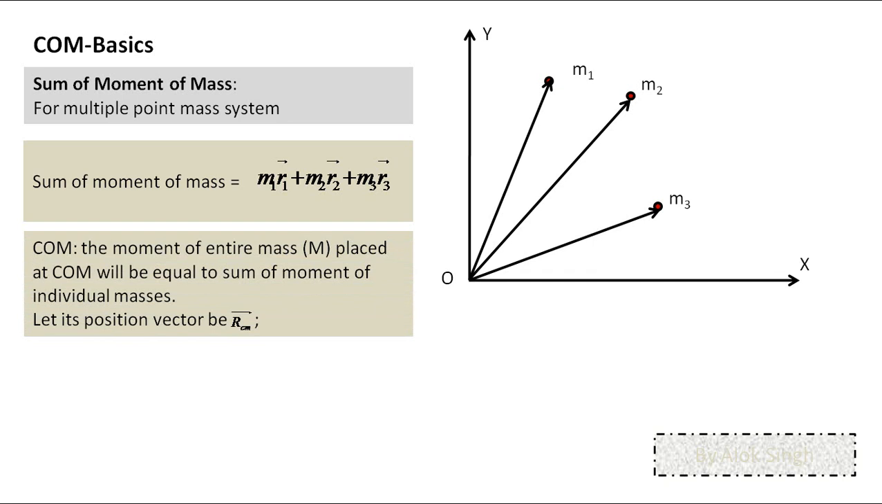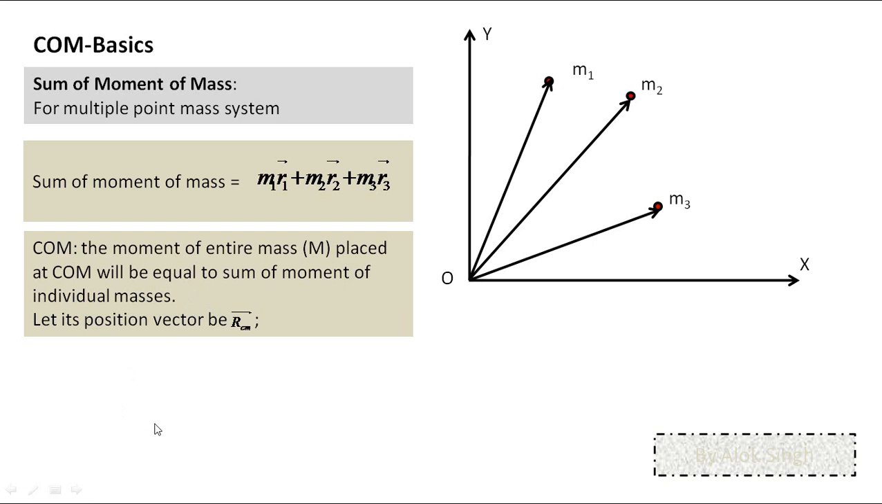What is center of mass? Suppose we take example of these 3 particles. So can we find the center of mass? Yes, center of mass is a special point such that, so let's understand the definition of center of mass. If the entire mass m1 plus m2 plus m3 is placed at the center of mass, it becomes a point mass and it will have some moment about O. Its moment will be equal to moment of individual masses. So what we are saying, the moment of entire mass M placed at center of mass will be equal to sum of moment of individual masses.